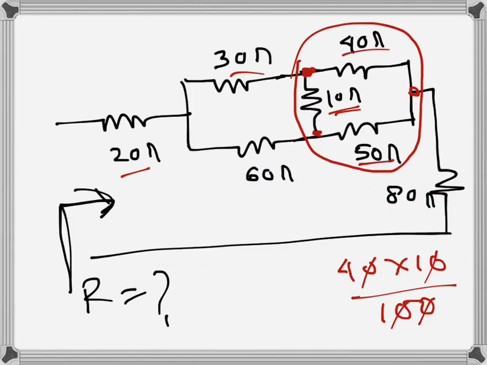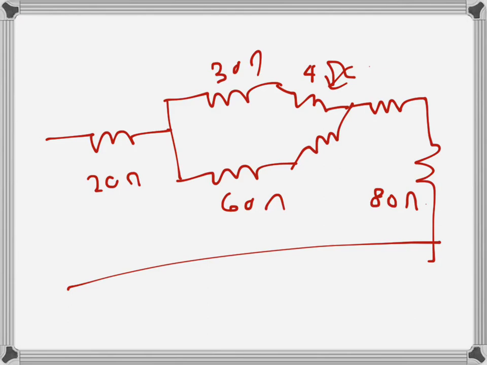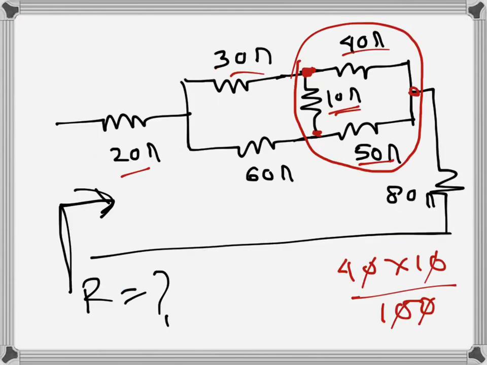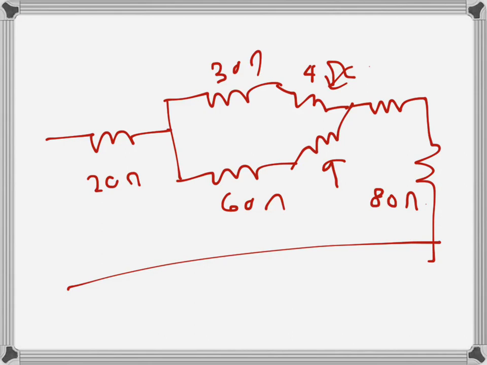Then we want to find this resistance, which will be 10 times 50 divided by 100, so that will be 5. So this resistance is 5 ohms.